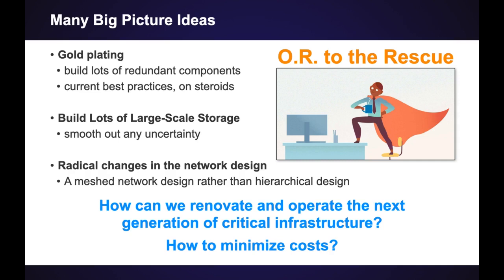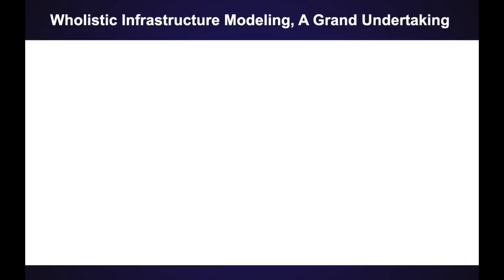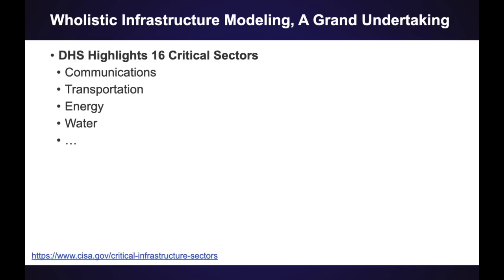So this was a big part of our motivation for building these infrastructure packages, to bring OR to these critical infrastructure challenges. Now, a holistic infrastructure modeling system is really a grand undertaking. For example, if we look up the Department of Homeland Security's website, they identify 16 critical sectors for the functioning of the US government and economy. They have things like telecommunications, transportation, energy, and water. And there are 11 or 12 more of these that you could consider.